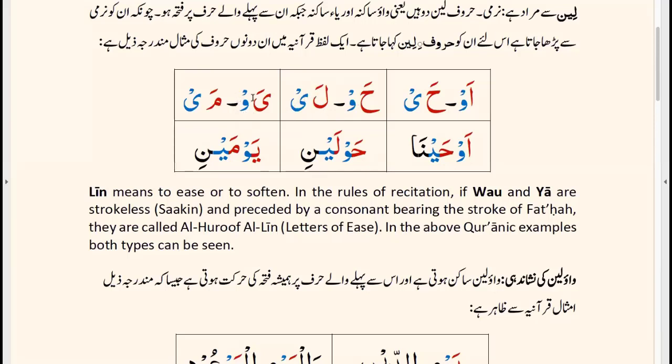Again. Here we have vowel-een, because before the vowel we have a ya with the fatha. Yau, yau. And here we have ya with the sukun sign, ya sakin, and meem. Before that we have a meem with the fatha. Mai, mai.